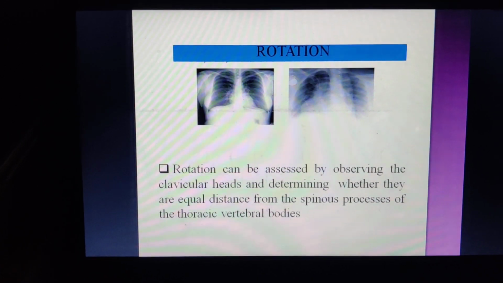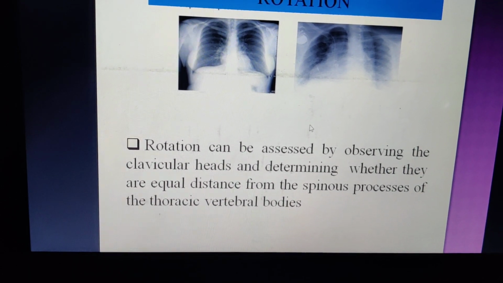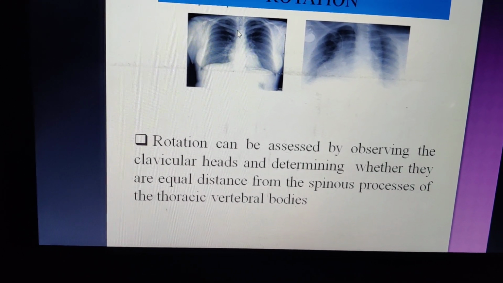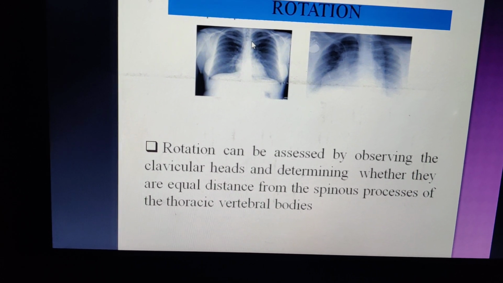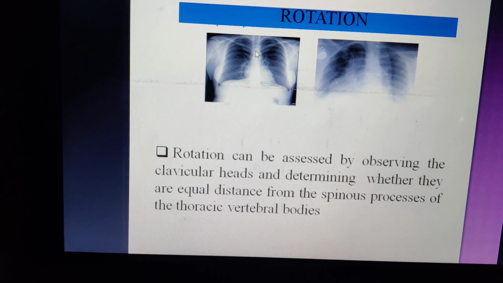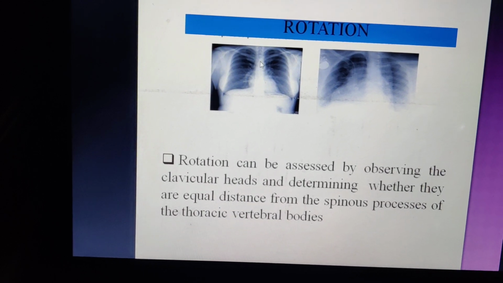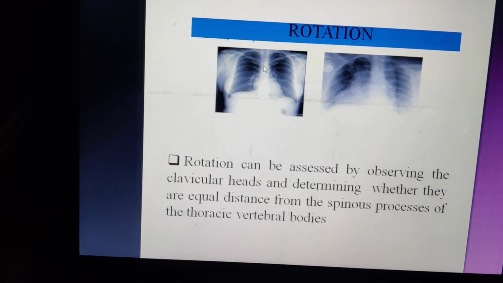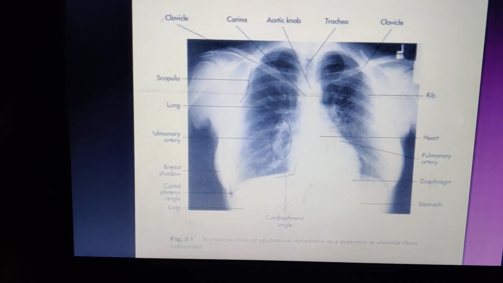Rotation can be assessed by observing the clavicular heads and determining whether they are at equal distance from the spinous process. That is, the distance between the medial ends of both clavicles and the spinous process of the thoracic vertebral bodies. If on one side it is less, then we can say that particular side is rotated. This is the normal X-ray.